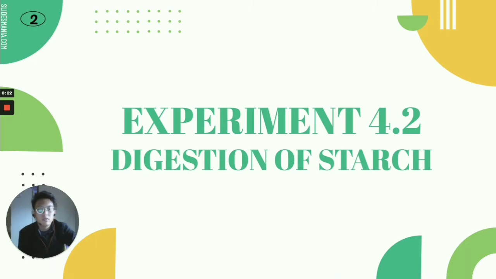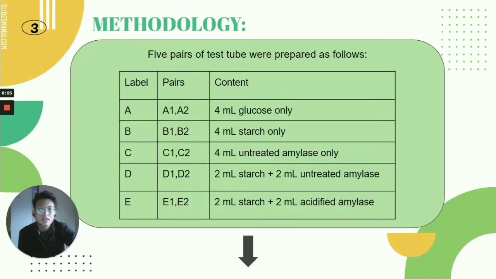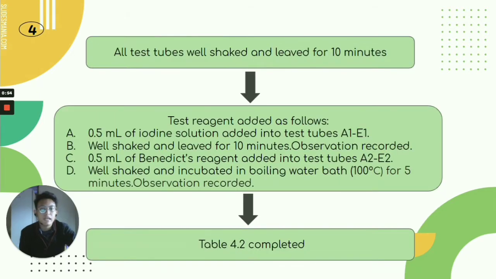For experiment 4.2, digestion of starch, the methodology is 5 pairs of test tubes. We prepare as follows. First pair is A1, A2, which contain 4 ml glucose only. For pairs B1 and B2, they contain 4 ml starch only. For the pair of tubes C, 4 ml untreated amylase only. Tube D, 2 ml starch plus 2 ml untreated amylase. And for tube E, 2 ml starch and 2 ml acidified amylase.